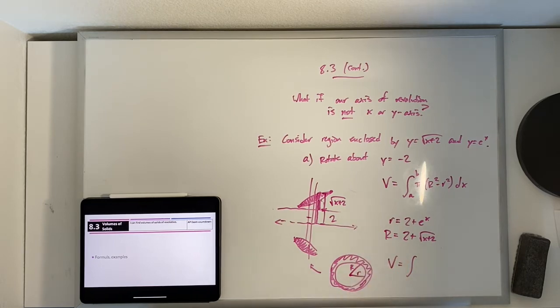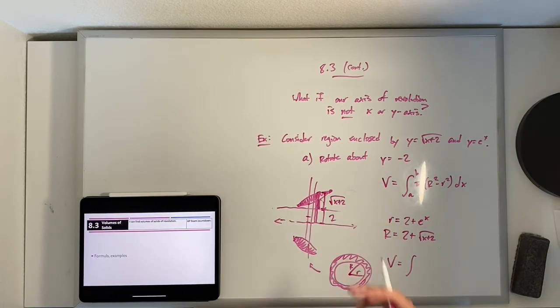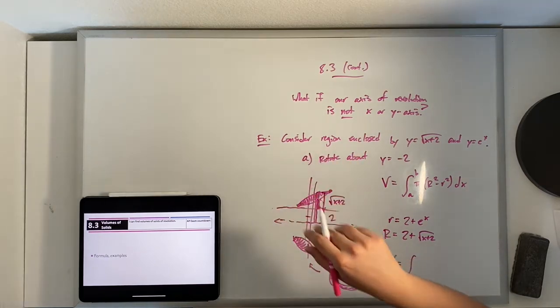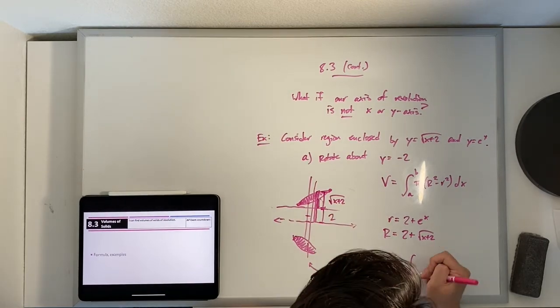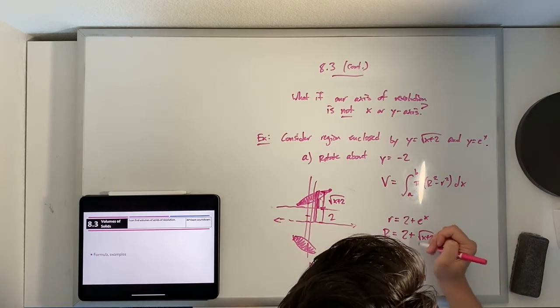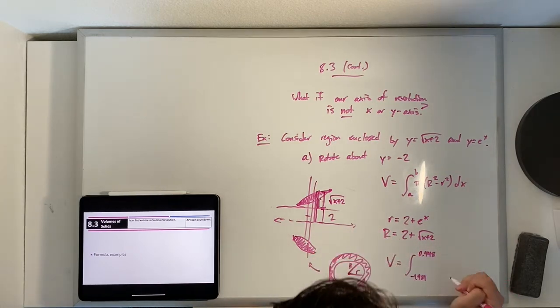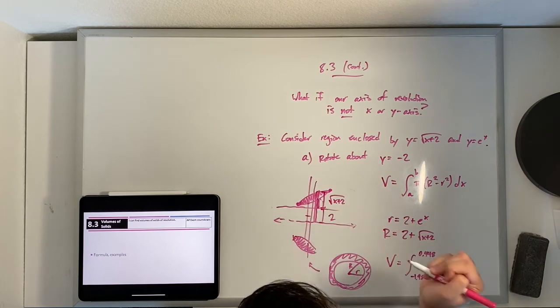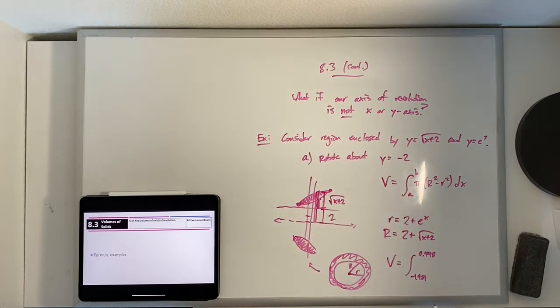Well, if you had your TI-89, you'd use the solve function. Otherwise, set them equal to each other, solve for x. Also, you can use Wolfram Alpha, as I keep mentioning. I'll go ahead and post a link to that with today's video as well. But regardless of how you get these limits of integration, we get negative 1.981 all the way to 0.448. So this is negative 1.981 and this is 0.448.